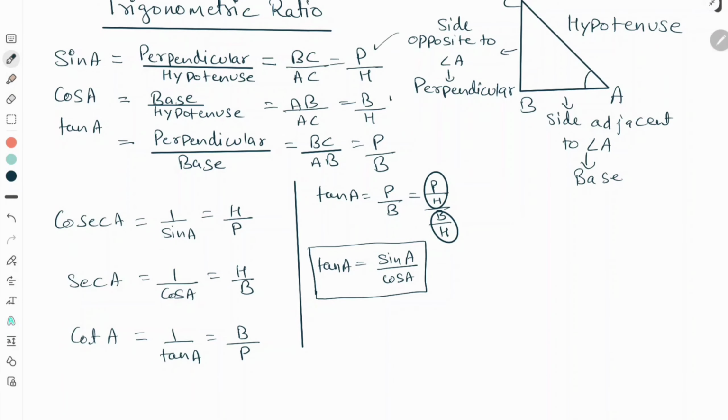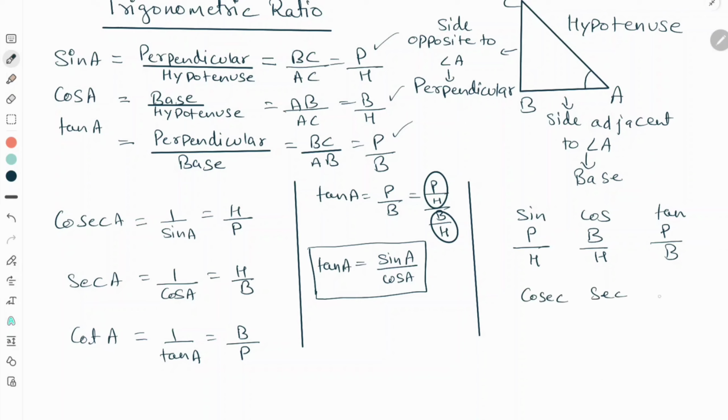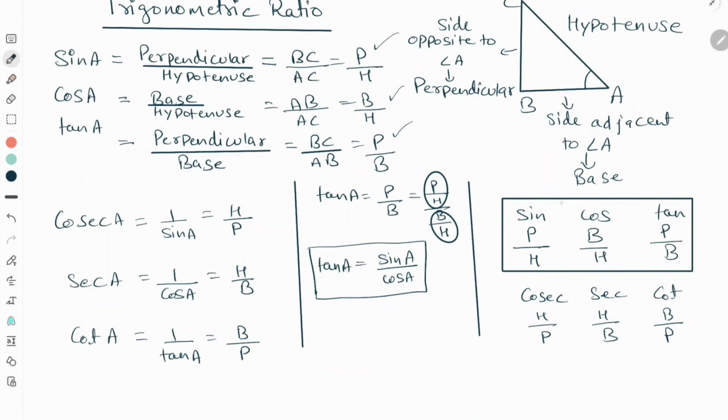And to remember these trigonometric ratios, we have a formula which you can use. First write sine, cos and tan. Then we can write Pakistan bhukha pyasa, Hindustan hara bhara. So you can use this terminology to remember the ratios. And for other ratios, like cosec, sec and cot, we can take their inverse. So cosec will be h divided by p, sec will be h by b, and cot will be b upon p. So you can learn this table to remember all the trigonometric ratios.